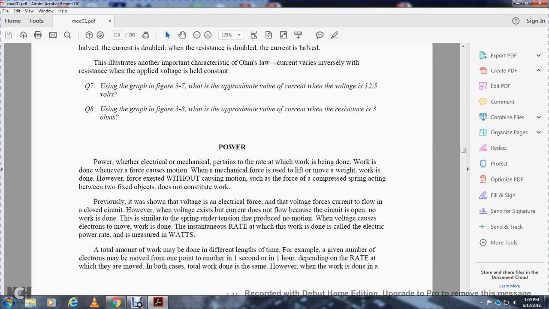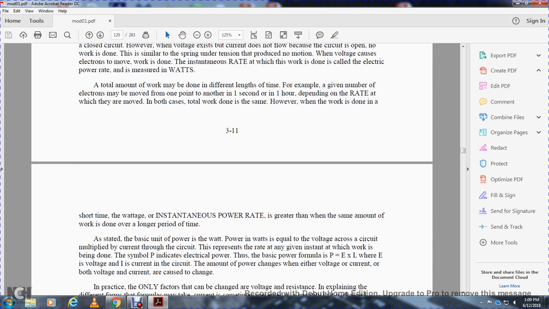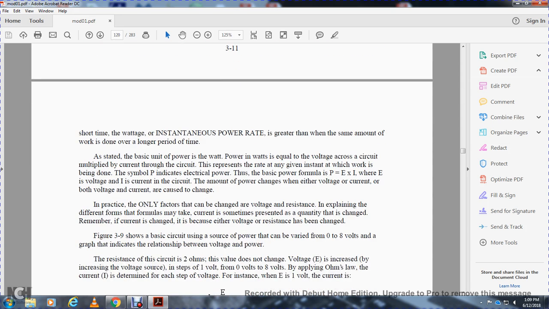The total amount of work may be done over different lengths of time. For example, a given number of electrons may be moved from one point to another in 1 second or in 1 hour. Depending on the rate at which they are moved, the total work done is the same. However, the power is greater when the work is done in a short time than when the same amount of work is done over a long period of time.